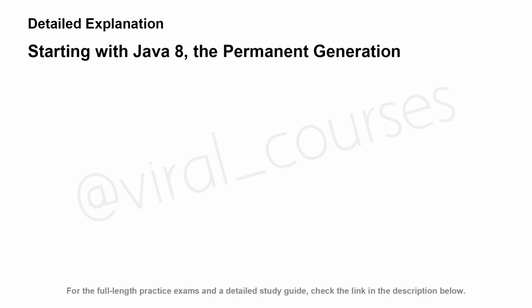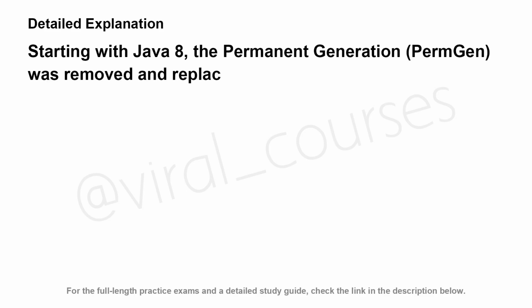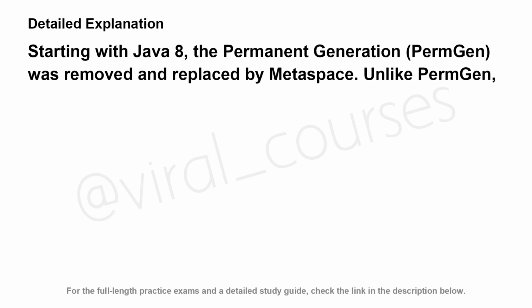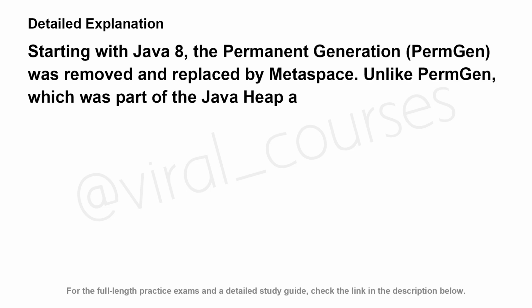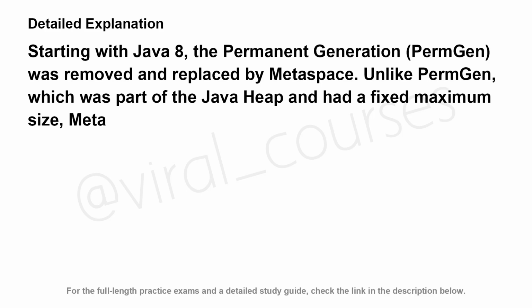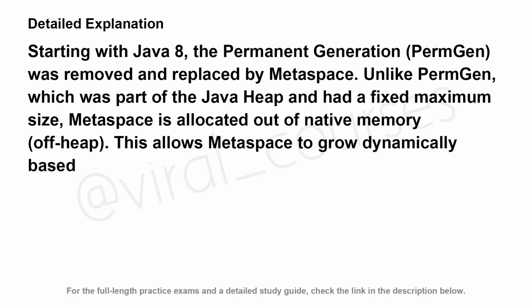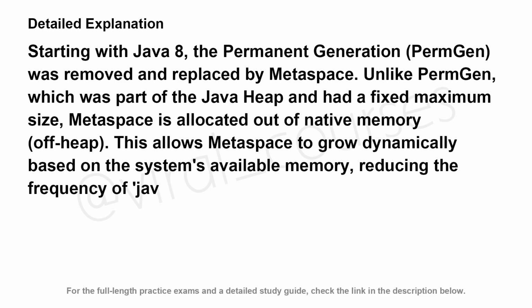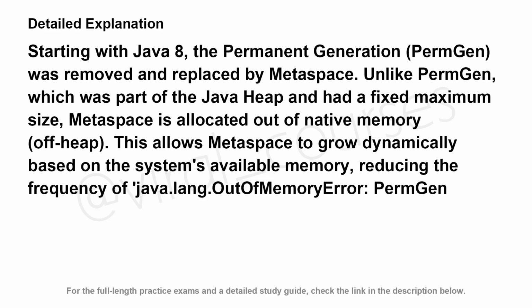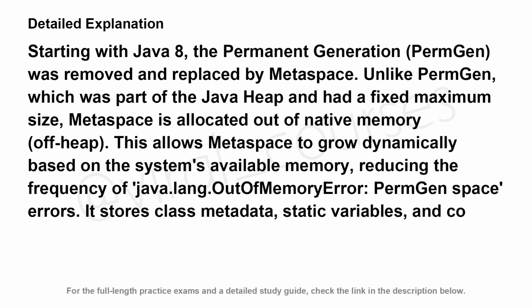Starting with Java 8, the permanent generation, PermGen, was removed and replaced by metaspace. Unlike PermGen, which was part of the Java heap and had a fixed maximum size, metaspace is allocated out of native memory, off heap. This allows metaspace to grow dynamically based on the system's available memory, reducing the frequency of java.lang.OutOfMemoryError: PermGen space errors. It stores class metadata, static variables, and constant pool information.